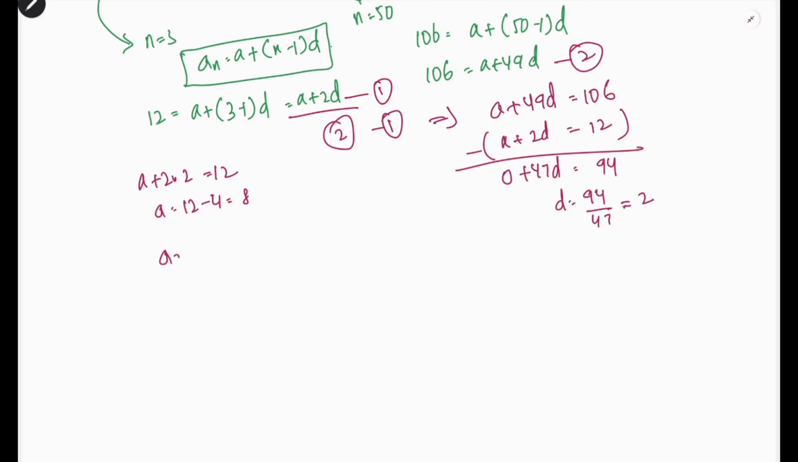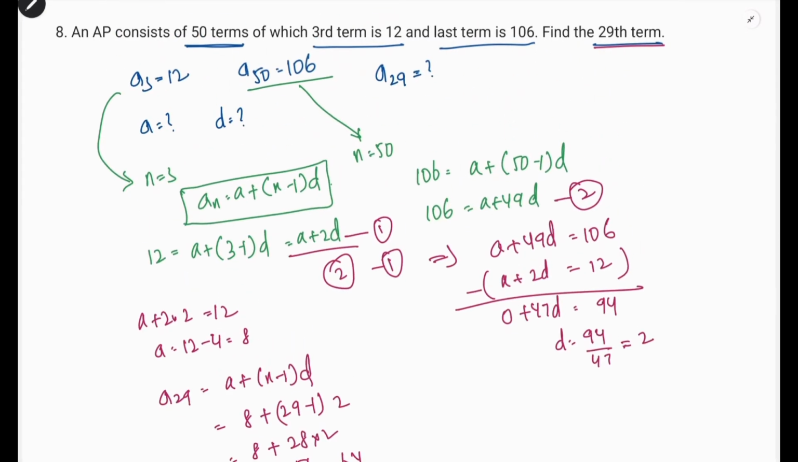So a29 is equal to a plus n minus 1 into d. A is 8 plus n is 29 minus 1 into d is 2. It is 8 plus 28 into 2. It is 8 plus 56. It is 64. So the 29th term is 64.